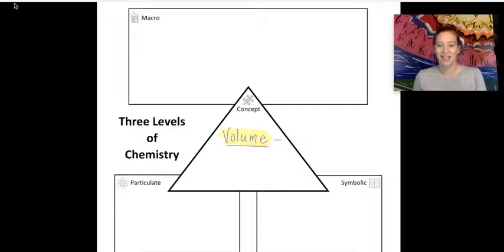Hey guys, it's Mrs. Cat again with another three levels diagram. This time we're going to be talking about volume. Now, this is going to be pretty short and sweet because we don't have a whole lot of info that we're going to put on this yet because we've got some investigating to do.